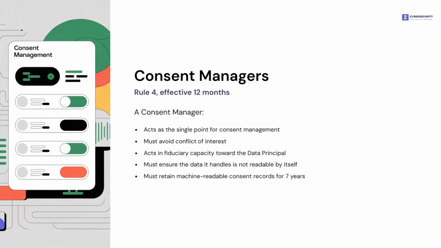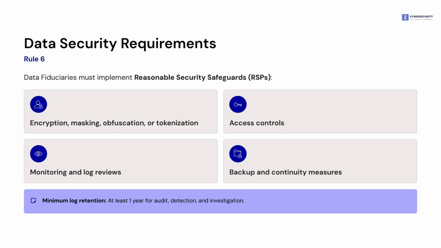Now, on to one of the biggest parts of the DPDP Act, data security. Security safeguards under the DPDP Act. Rule 6 requires you to implement reasonable security safeguards. This includes encryption or tokenization, strong access controls, monitoring and log reviews, backups and continuity, minimum 1-year log retention. These are not best practices. These are DPDP Act obligations. If you want detailed examples of technical safeguards used by enterprises today, look for the I button on your screen.